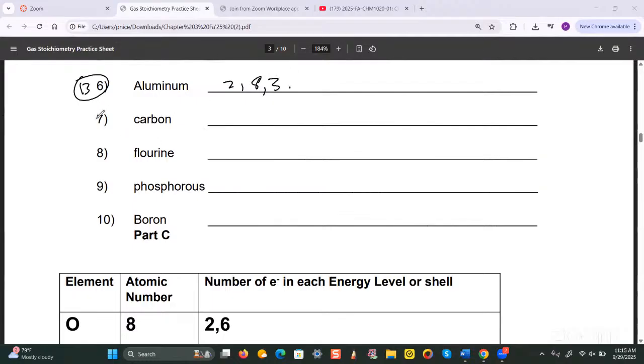Okay. What about carbon? Now, carbon has an atomic number of 6. So how many electrons in the first shell? 2. How many in the second shell? 4. Exactly. And that gives you the total, right?